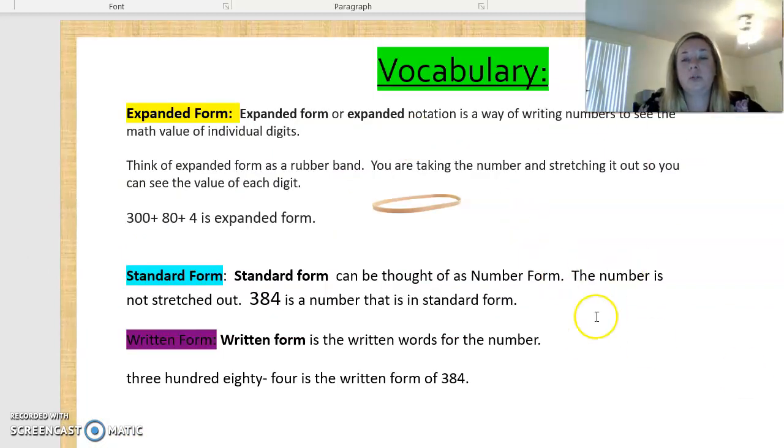Some other vocabulary terms to remember is expanded form or expanded notation. It's a way that we write a number showing the value of individual digits. So if I take a number and I break it apart, like if it was a rubber band and I break those values apart, if my number was 384, I would get 300 plus 80 plus 4. If I just wanted it in standard form, it's just like we would normally write a number, 384. And lastly, written form is when we spell it out. So we don't use any numbers to write the number, we actually spell out the numbers.